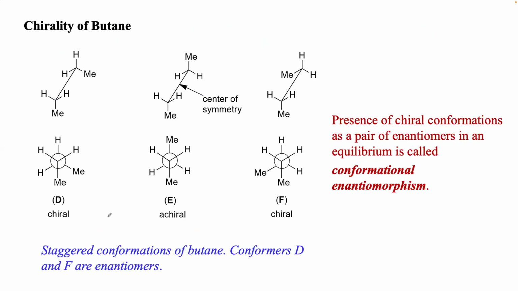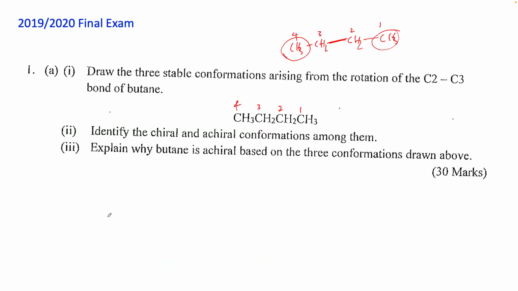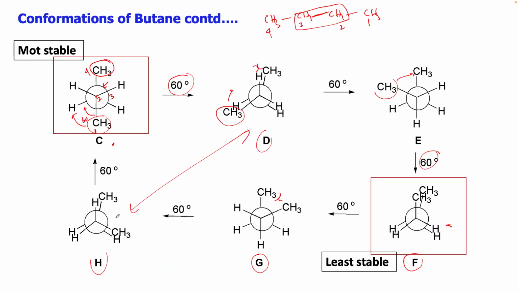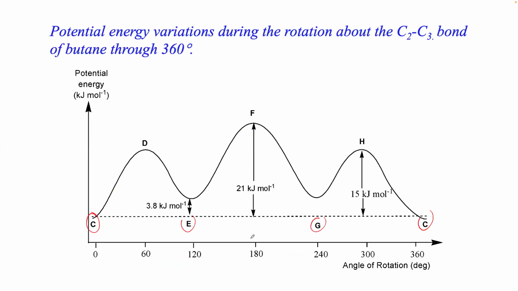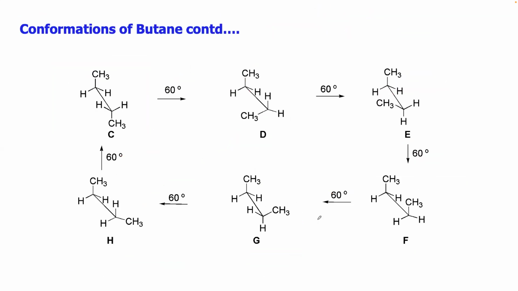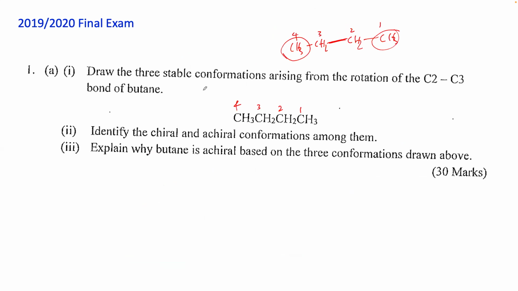Right. So then the chirality. They're asking you to draw the three stable conformations. The first question is, draw the three stable conformations. So this is one of them, and E is one of them, and G is one of them. So those are the three stable conformations, C, E, G. Those are the three conformations you have to draw as the answer for the first question. They're already saying three conformations arising from the rotation of the C2-C3 bond of butane.